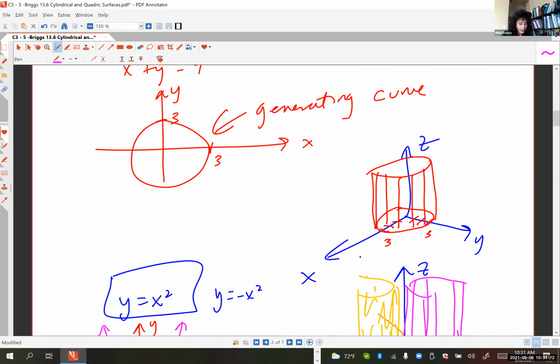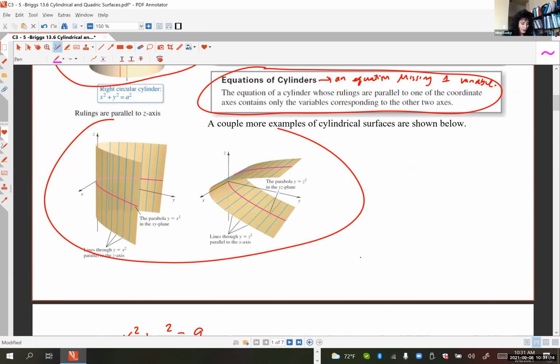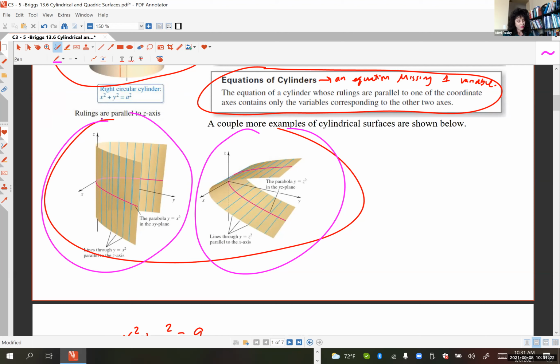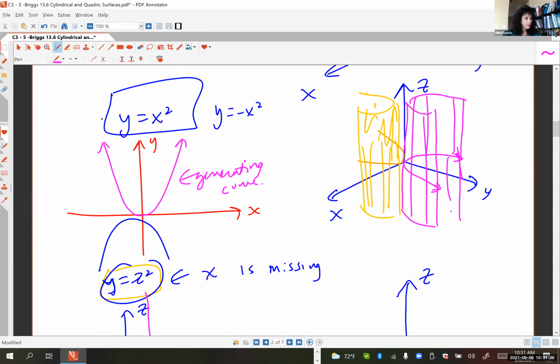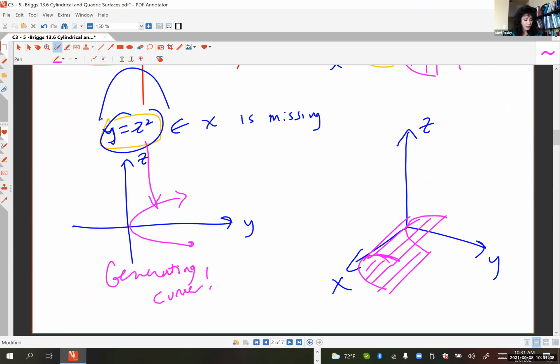Now I don't do that well drawing, so this is a better drawing of that, better than I did. And then this is the picture of the other one, a little bit better than I did. But I think you get the idea that the rulings, those lines, are parallel to the missing variable's axis. Okay, that's the key. So you guys want to try a couple on your own?